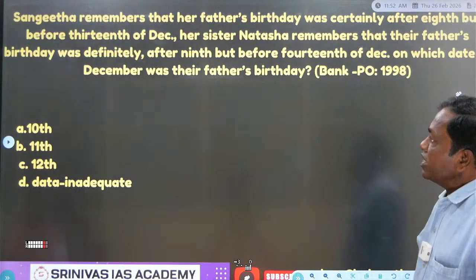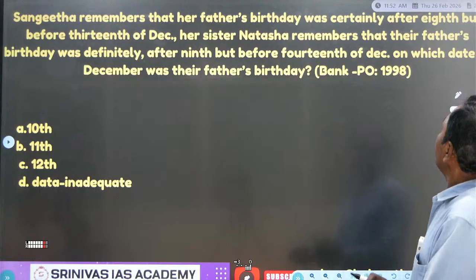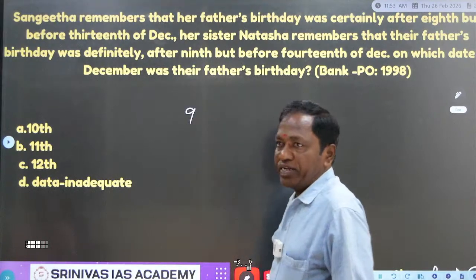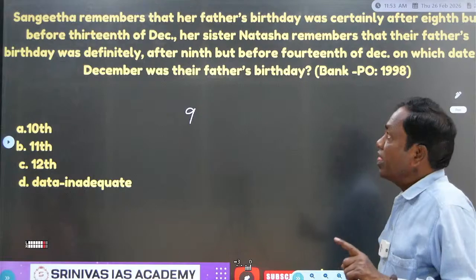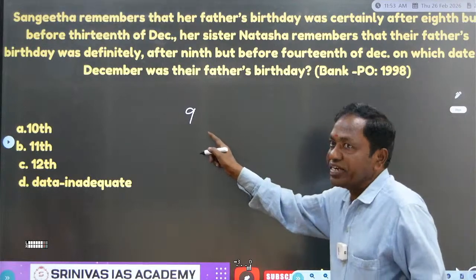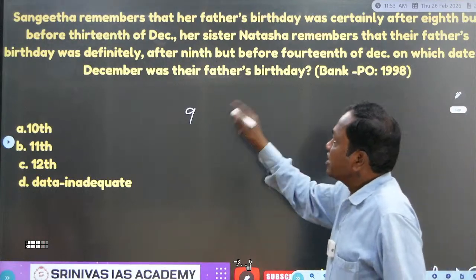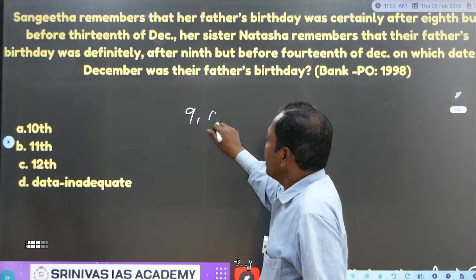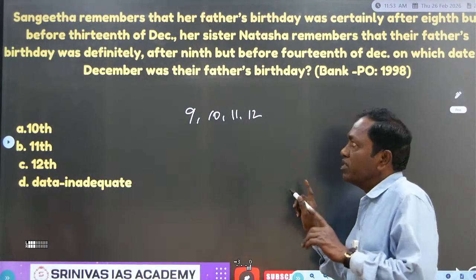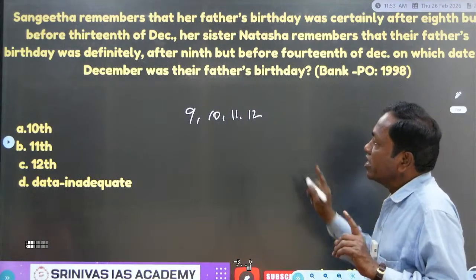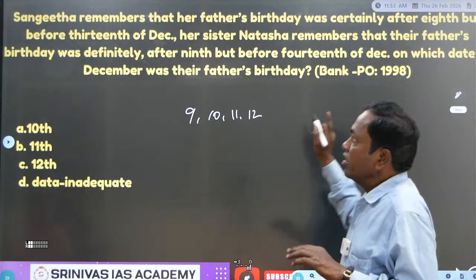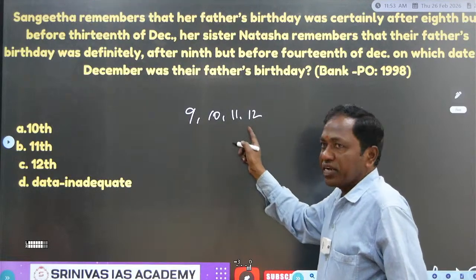Now Sangeeta remembers that her father's birthday was certainly after 8th. You can start writing from 9th. But before 13th of December, so 9, 10, 11, 12. 13 cannot be written here. This is how you should download the information from the question. Up to 12 you can write.